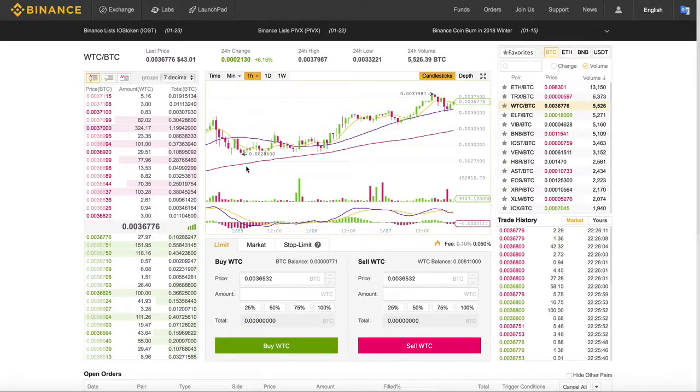This is one of the ways that I day trade. As you can see here, I'm on Walton Chain, WTC. This little chart down here is called the MACD.